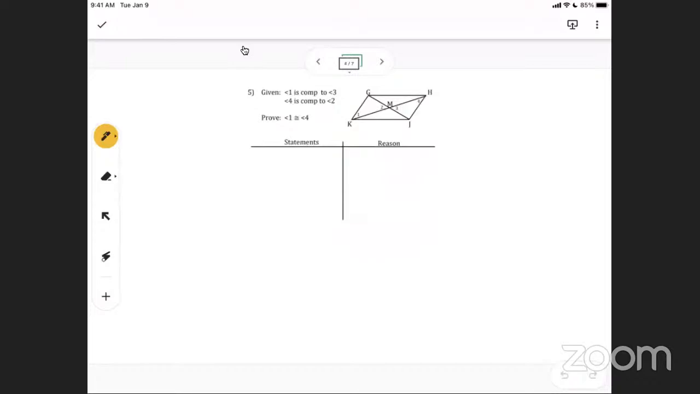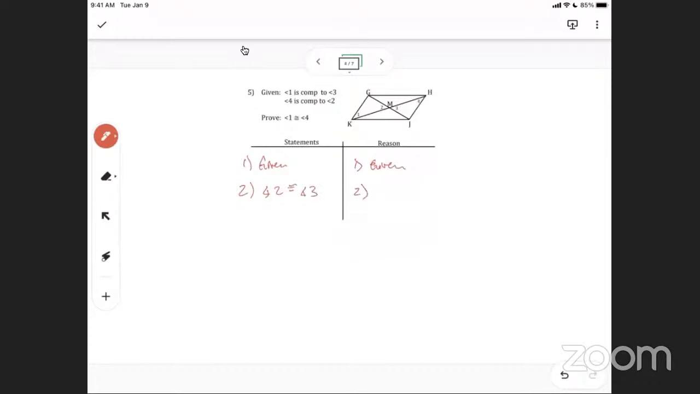All right, so let's try this next one. It says if 1 is complementary to 3, so 1 and 3 are complementary, and 4 is complementary to 2, they want us to show that 1 and 4 are congruent. So first you go ahead and say you're given. I'm just going to write it shorter, and you'll want to write it more carefully, but for the sake of time, I'm not. The second thing you're going to want to say is that angle 2 is congruent to angle 3.